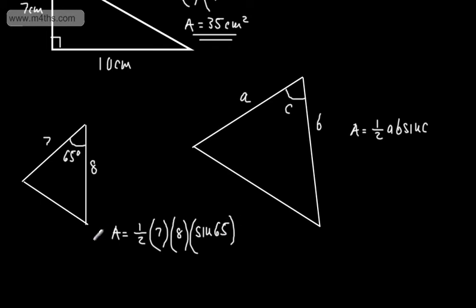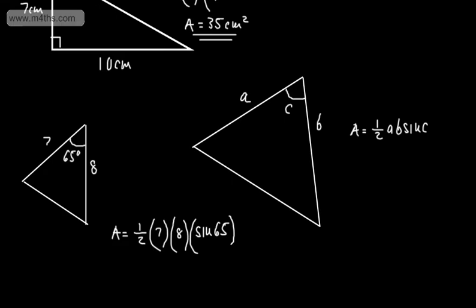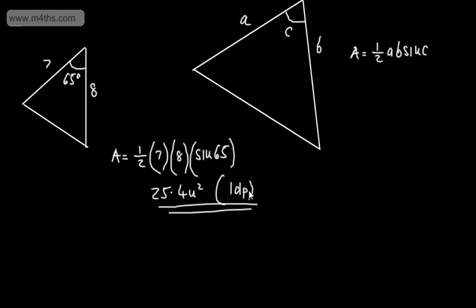So straight to the calculator with this, we've got now 0.5 times 7 times 8 times the sine of 65 degrees when we're working in degrees. Check that you've got your little d there. That gives me 25.37, so we'll say that this is going to be now 25.4, and that will be units squared, and that's given now to 1 decimal place. So nice and straightforward, all we've done is plugged in values.